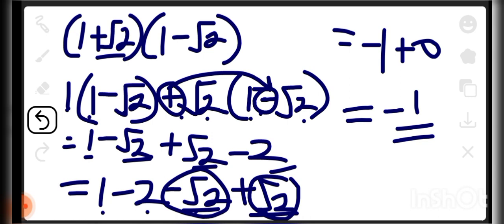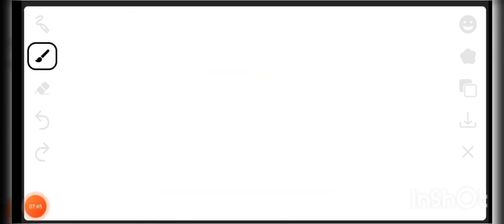Now let's look at how to divide a sod. If we want to divide a sod, we use the principle of rationalization. What's the meaning of rationalization? It means we should multiply the numerator of the sod and the denominator, because we are looking at division. You have numerator and denominator.